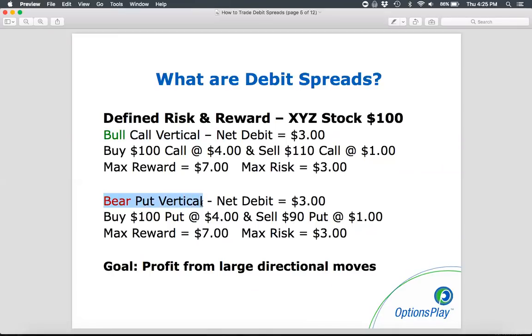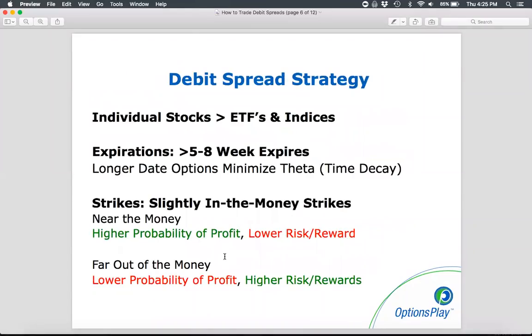Buy call vertical if you think it's going to go higher. Buy put vertical if you think it's going to go lower. And this is really a trade that you want to make when you feel that there's going to be a large directional move coming. Now, how do you actually construct that debit spread? So I just talked a little bit about the construction of it. Now, how do you actually put those in practical terms?